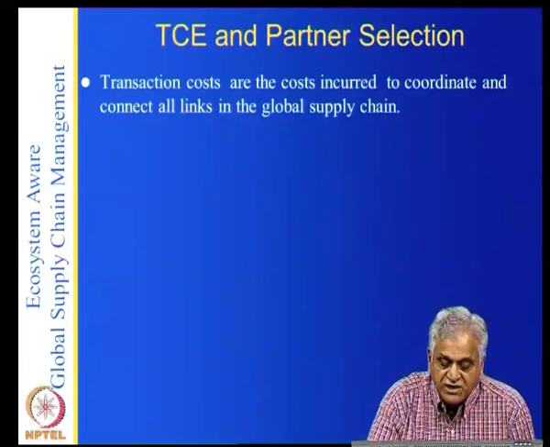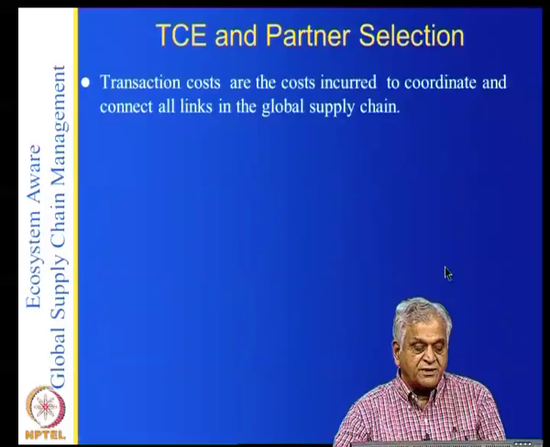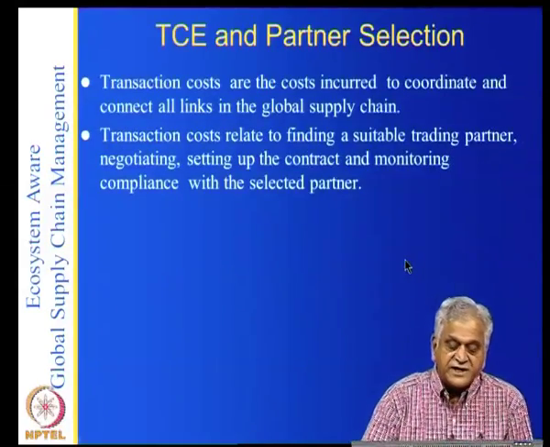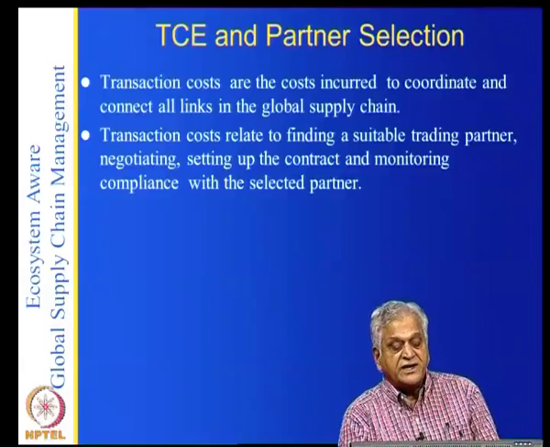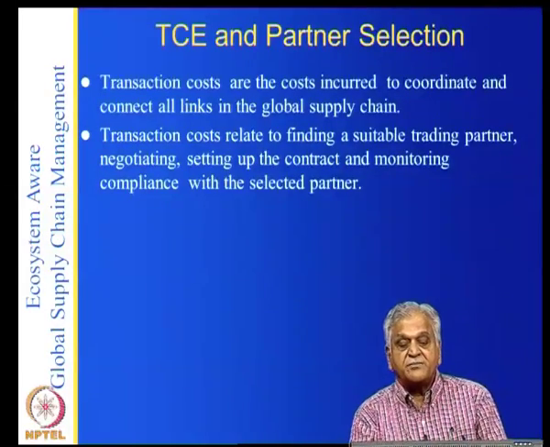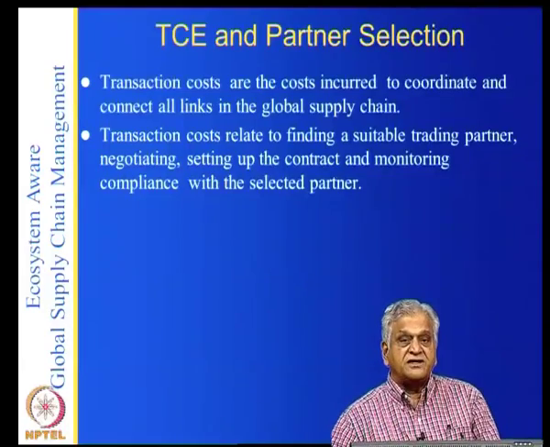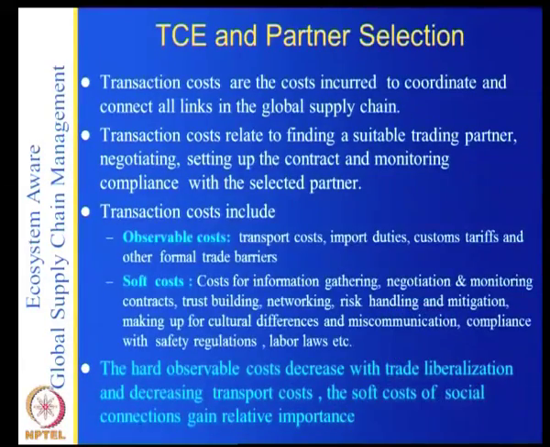So, the transaction costs are costs incurred to coordinate, to connect all the links in the global supply chain. They include costs related to finding suitable trading partners, negotiating, setting up the contract, and monitoring compliance with the selected partner. So, basically all these costs will come in. Transaction costs include observable costs. What are the observable costs? Transport, import duties, customs tariffs and other formal trade barriers. That is what I was talking about.